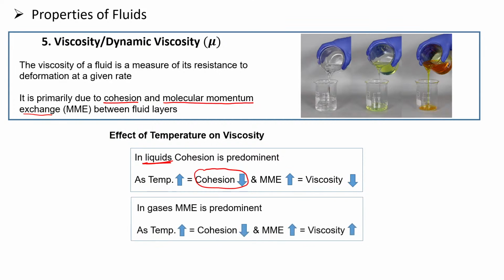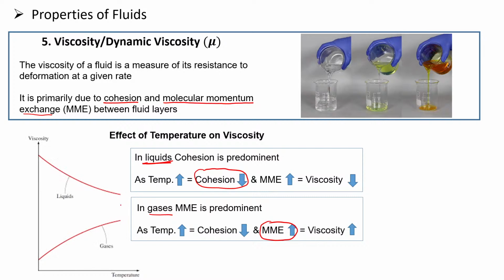Now, in case of gases, as temperature increases, again the thing is same. That is, cohesion decreases and molecular momentum exchange increases. But in case of gases, this molecular momentum exchange is predominant. So whatever the effect is there on molecular momentum exchange in case of gases, same effect will be there on the viscosity in case of gases as we increase the temperature. Okay. So in case of gases, as we increase the temperature, viscosity increases. We can see this graph. So in case of liquids, as we are increasing the temperature, viscosity goes on decreasing. And in case of gases, as we are increasing the temperature, viscosity goes on increasing.